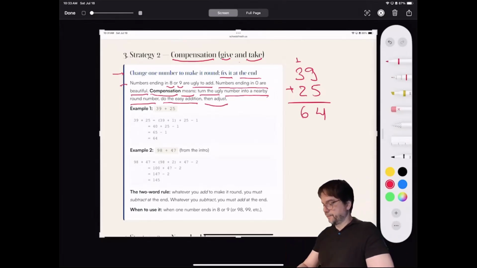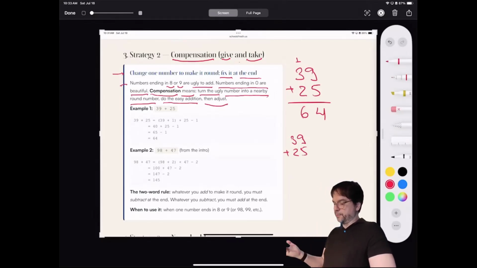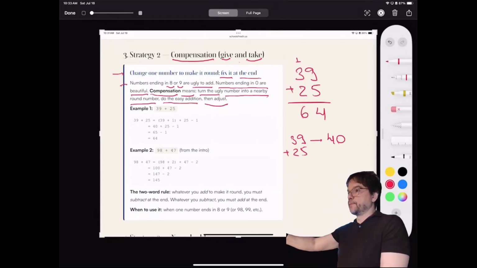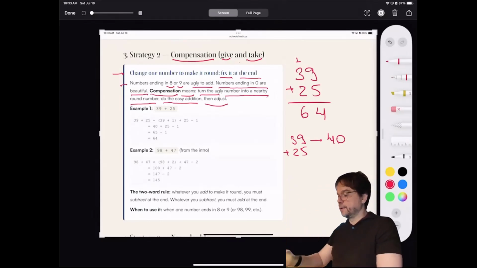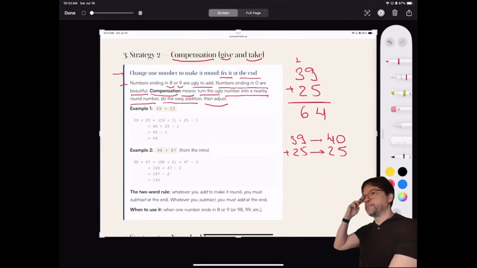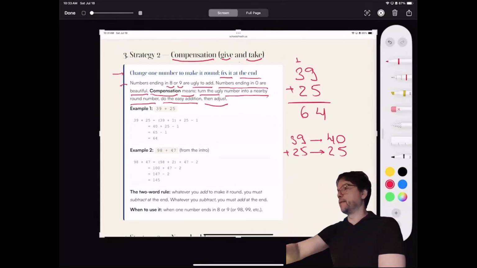But look, 39 plus 25. Okay. Let's suppose, Ford, that instead of 39, I do 40. So I add 1. Do you agree that I added 1? Okay. So I need to take 1 in the end. Plus 25. 40 plus 25, you do mental.